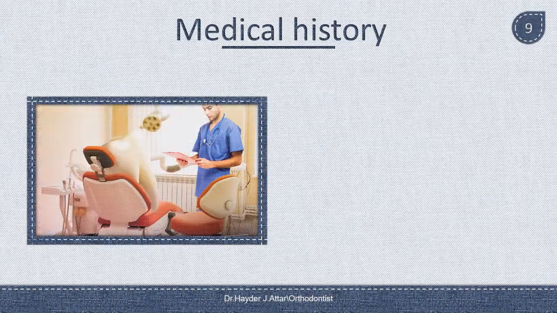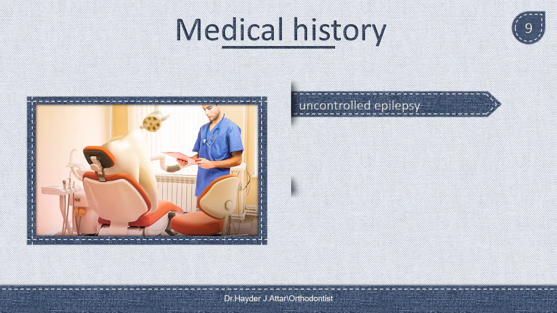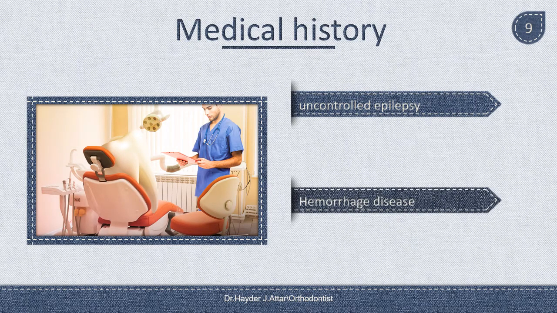The medical history is one of the important histories of the patient. If there is uncontrolled epilepsy or a mentally retarded patient, he needs special care or special management during the orthodontic treatment. In addition, with hemorrhagic disease, the use of the appliance may affect the gum and increase the bleeding of the gum, for example in hemophilia.